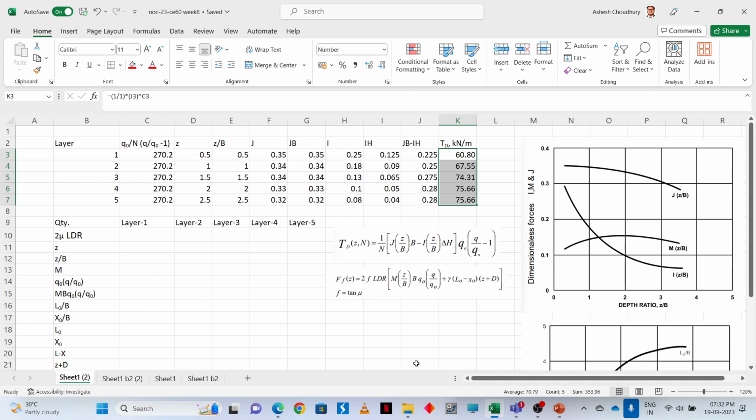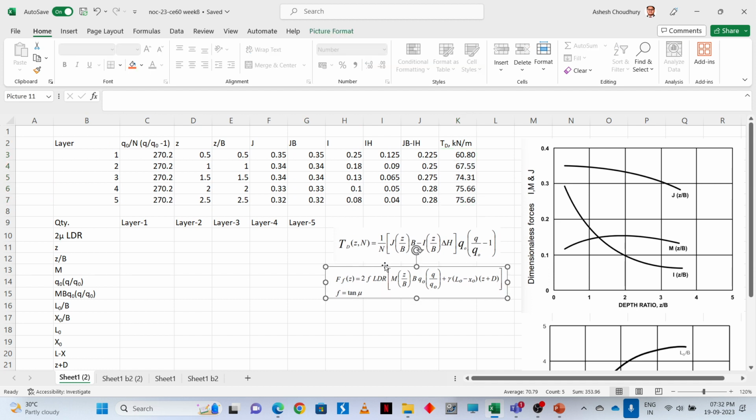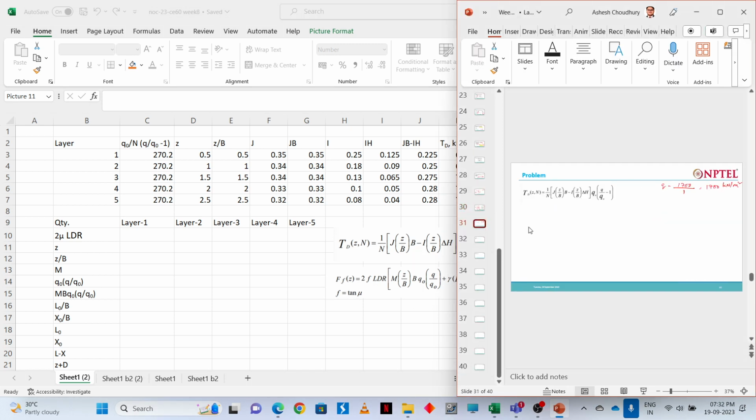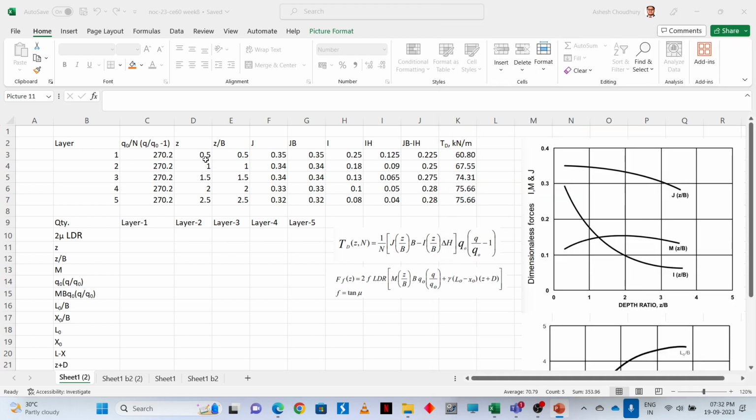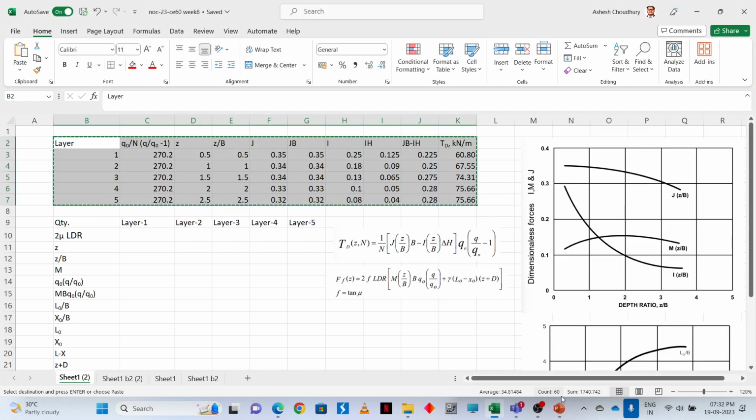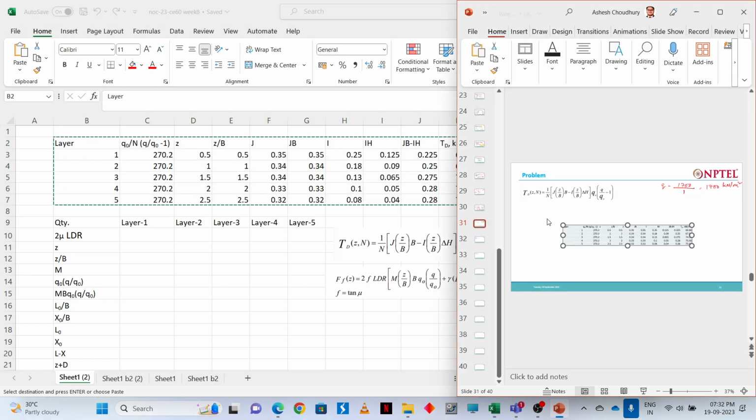Now the next thing we need to do is to determine the pull out forces. Let us find that out. For that, see all the terms. One by one again we will record all these terms. The first term is 2 F LDR. What is F? F is tan of phi mu, equal to mu. I have written it here, so I will just copy this table and paste it here.